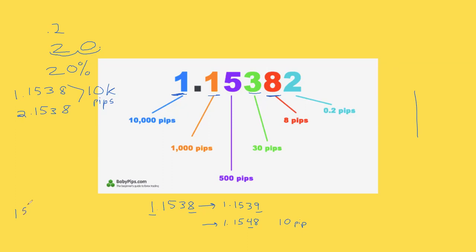So if we went from 1,538 to 1,550, type in the comment section, what's the difference there? How much did it go up? Right, Jamie, right. You see that, Sabrina? How many it went up? 12 pips. Yep, cool.